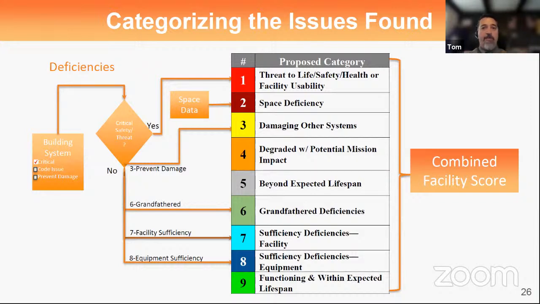And the absence of needed kitchen equipment or parking spaces go into category 7. Missing playground equipment and other sufficiency related equipment could go into category 8. And Bill, next. Thank you, Tom. Next slide, please.